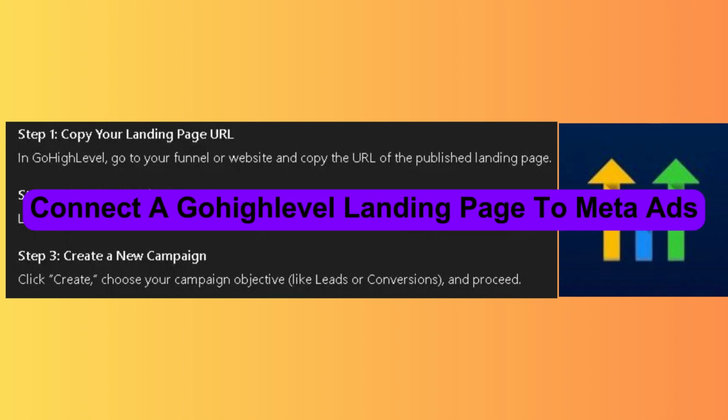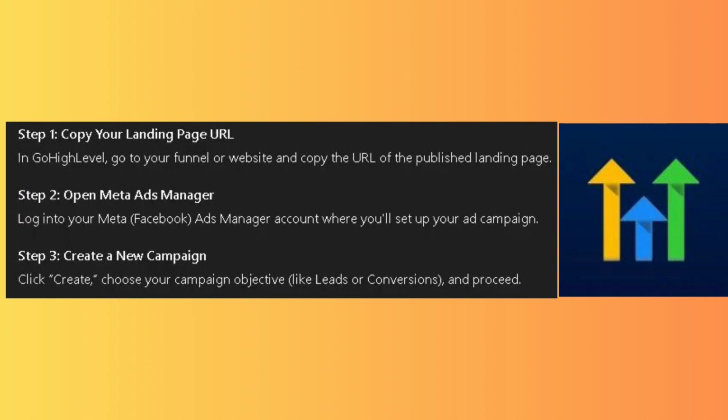In this video, you will learn how to connect a GoHighLevel landing page to Meta Ads. Copy your landing page URL. In GoHighLevel, go to your funnel or website, then copy the URL published by your landing page.